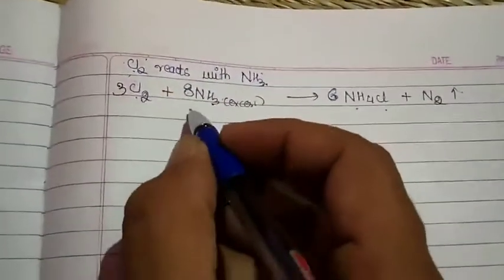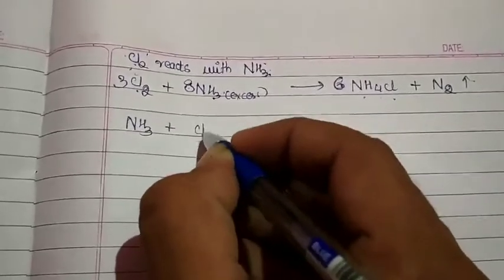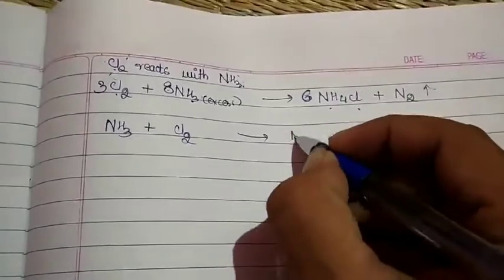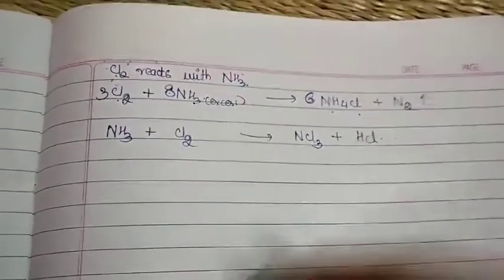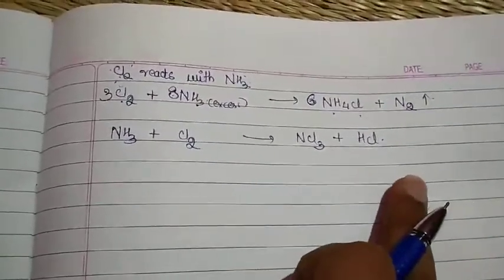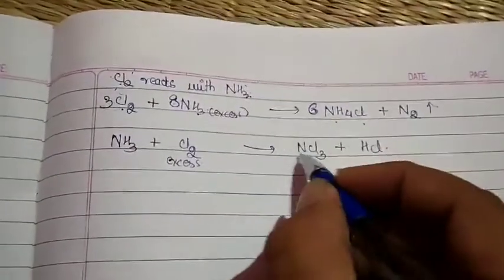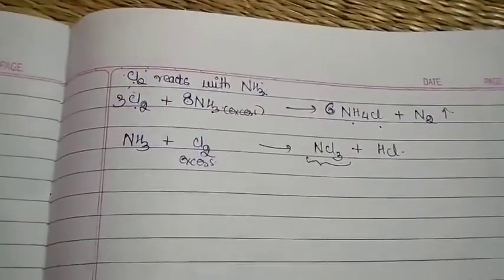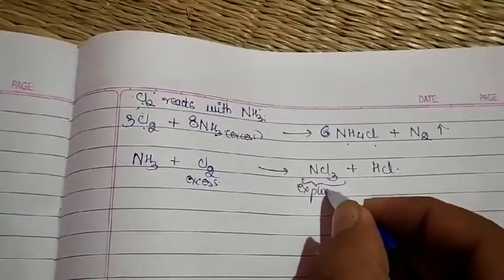Next we are going to see what happens when you treat ammonia with excess of chlorine. Please make a note of how the products change. Here we get nitrogen trichloride along with HCl. Basically, here I have taken excess of chlorine. This nitrogen trichloride acts as an explosive. Can you make a note of this?